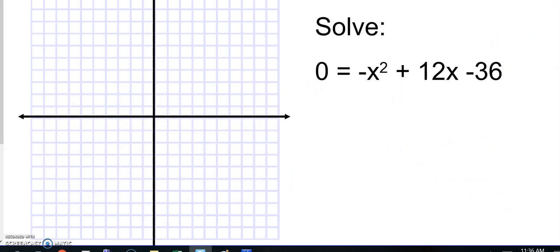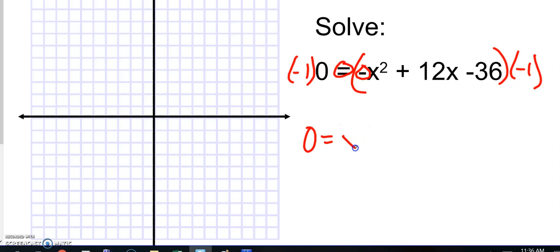This is actually one that we looked at earlier, and again, we can factor this. Since we're in equation form, if this is negative and you don't want it to be, you can multiply both sides by negative 1. We can do that since there's an equal sign. Multiplying everything by negative 1 changes all of your signs. So really what we have here is 0 equals x squared minus 12x plus 36.